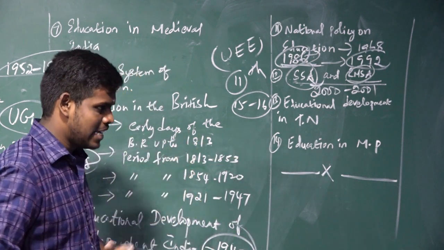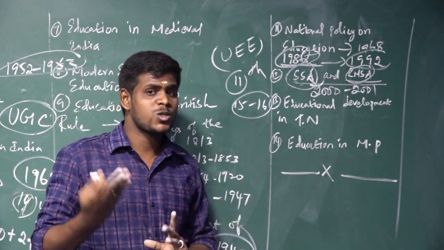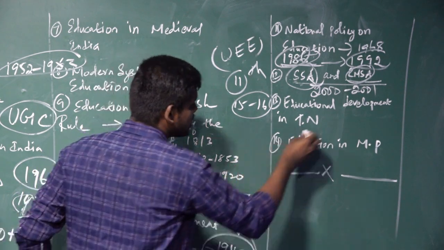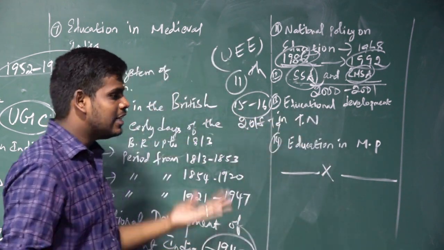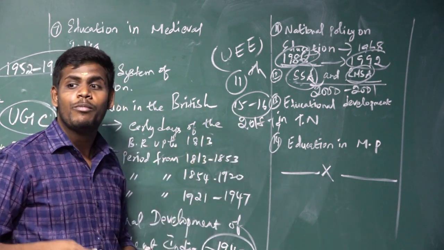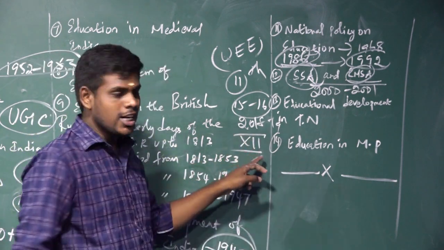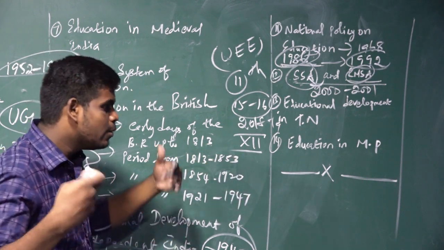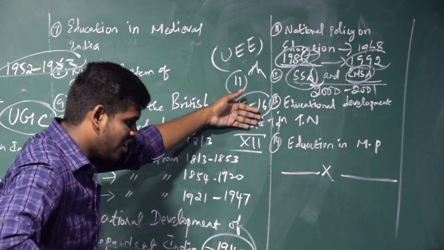Through the RMSA scheme, the school levels are increased. In the Union Budget of 2018 to 2019, they proposed to give education without segmentation from preschool up to class 12. Samagra Shiksha was proposed, improving school effectiveness.